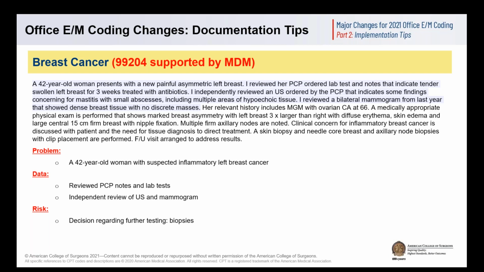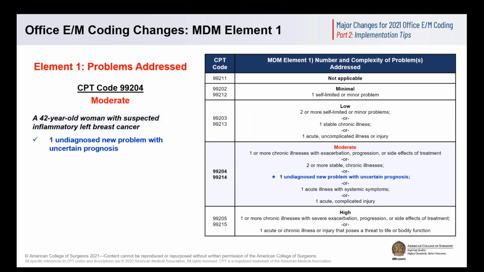So your problems are a 42-year-old woman with suspected inflammatory breast cancer. You reviewed her PCP notes and the lab tests that were ordered, and you independently reviewed her ultrasound and mammogram. And your risk is based on your decision regarding further testing and biopsies. Next slide, please. So in terms of the problems addressed, you have an undiagnosed new problem with uncertain prognosis that keeps you in the moderate category. Next slide.